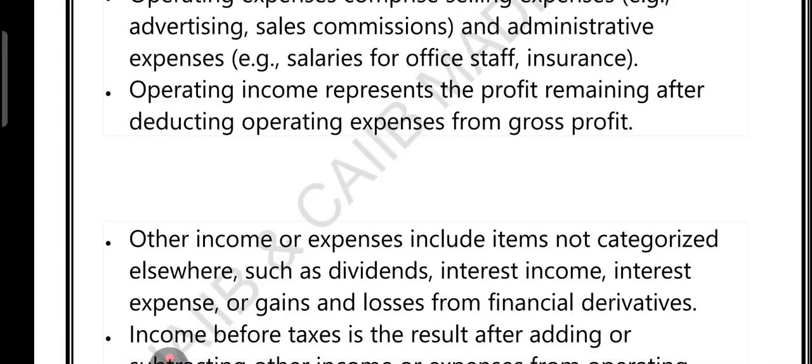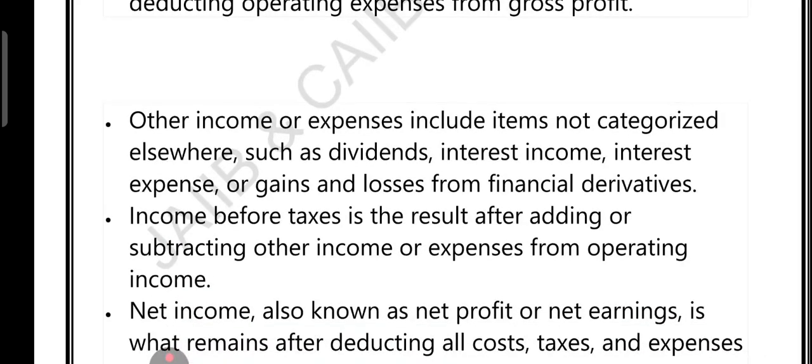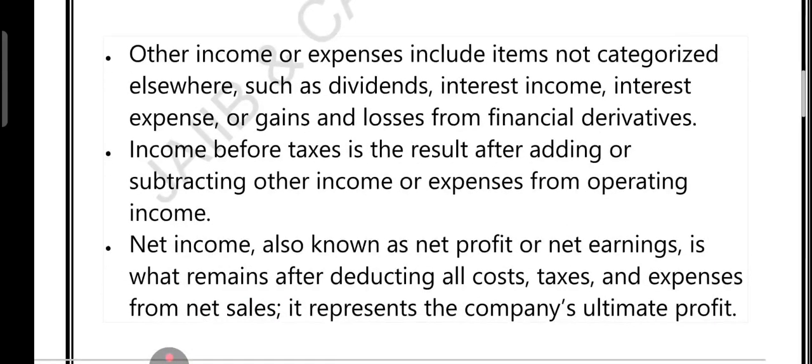So the P&L statement, that is the profit and loss statement, is like a report card of a business. It shows what came in, what went out, what is left. Master it, and you will understand the heart of any business. Now friends, there are some more important points. First of all, we have other income and expense. This includes things like dividends, interest earned, interest paid, gains and losses from financial assets. They are not part of day-to-day operations, but still impact the bottom line.